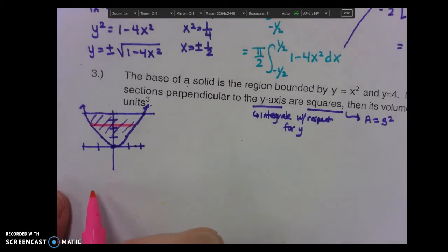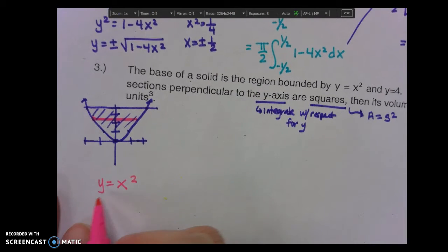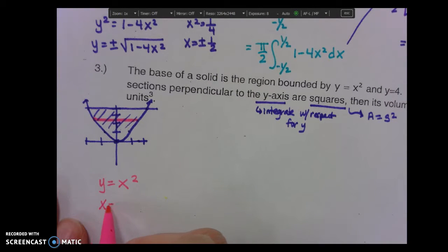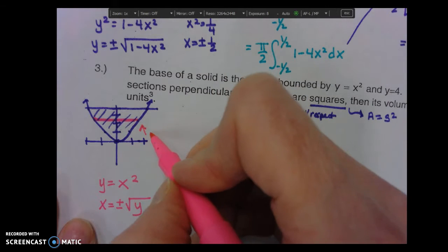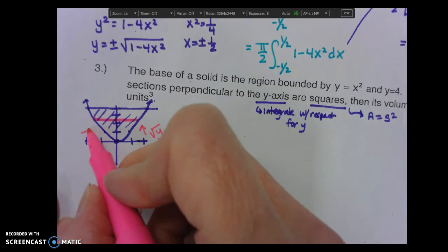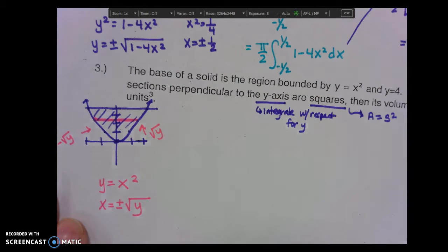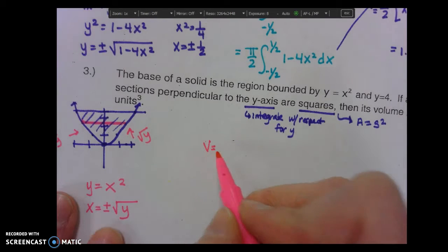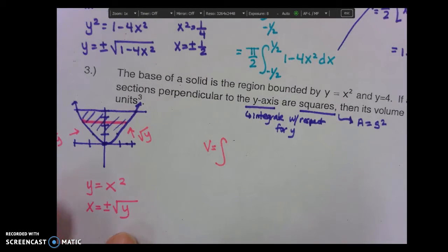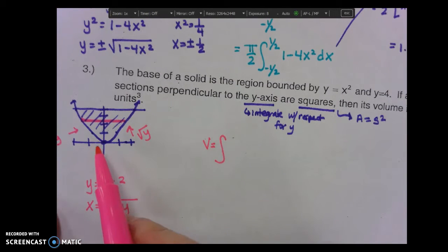If we're integrating with respect to y, we have to have our equation solved for x. So take the square root of both sides. Again, it sets up plus or minus that square root of y. So our right side would be the positive square root of y. Our left side would be the negative square root of y. So our volume. Again, since we are integrating with respect to y, we're going to look at the y values. In this case, we go from 0 to 4.